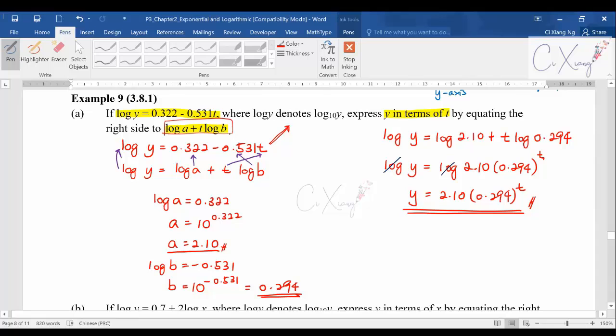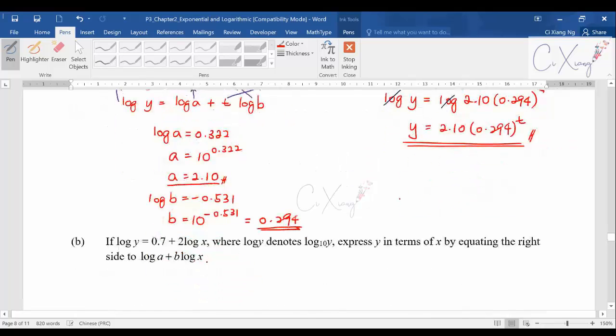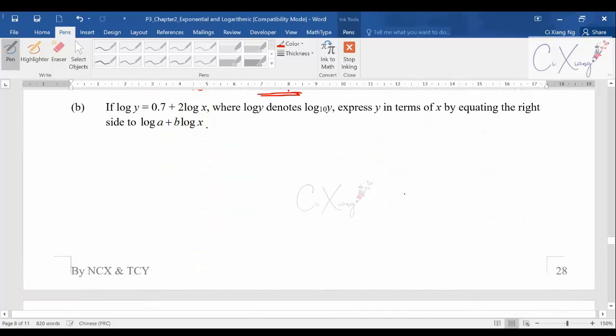Alright, so if you roughly know what I am doing here, then you can try part B yourself. You can pause the video here and try part B yourself first before you check the final answer. Okay, right, so let's continue with part B.